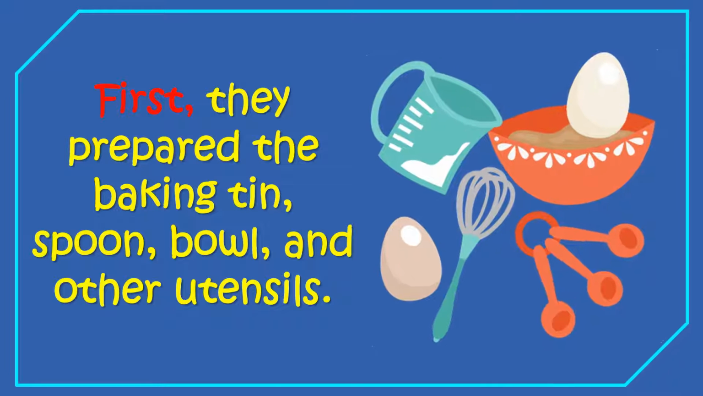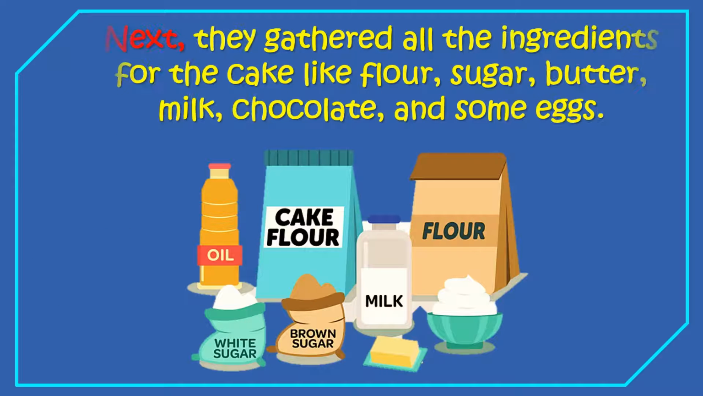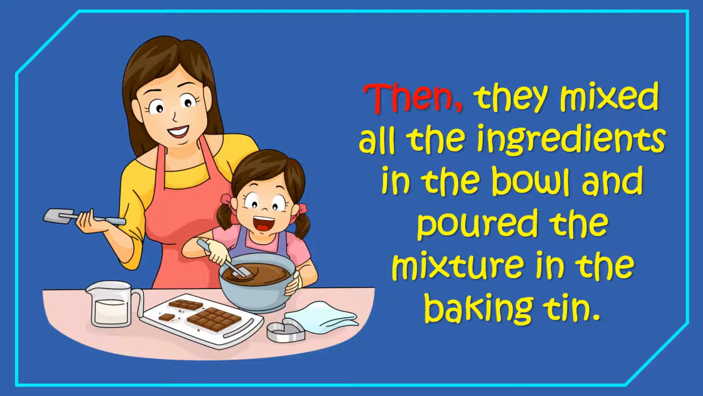First, they prepared the baking tin, spoon, bowl, and other utensils. Next, they gathered all the ingredients for the cake like flour, sugar, butter, milk, chocolate, and some eggs. Then, they mixed all the ingredients in the bowl and poured the mixture in the baking tin.